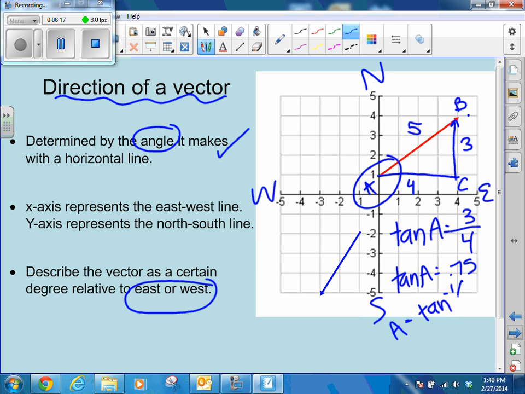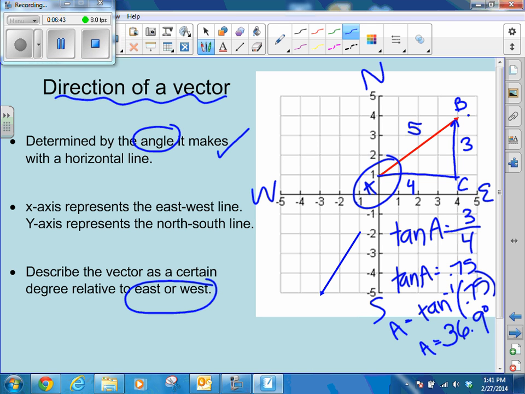Very good. We need to plug it into the inverse of tangent, so you call up the second tan button, okay, and then plug in 0.75. What is A rounded to the nearest tenth of a degree? So 36.9 degrees. Good. Okay, that's half of my direction.